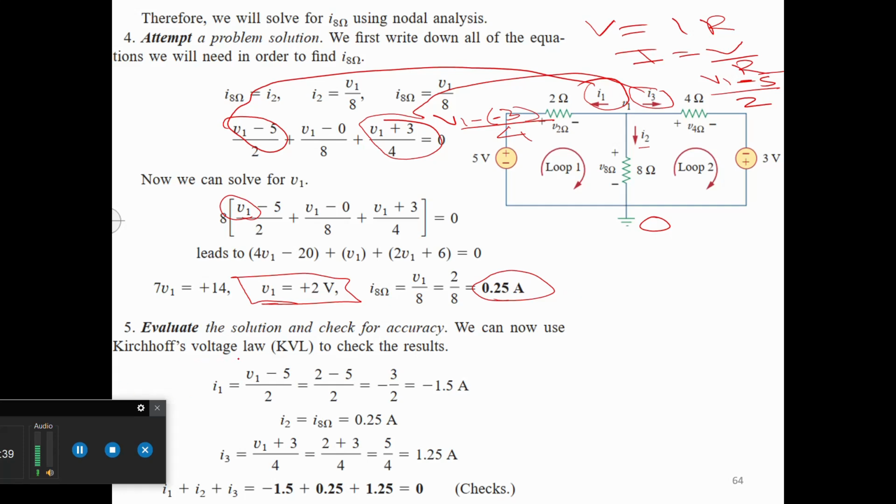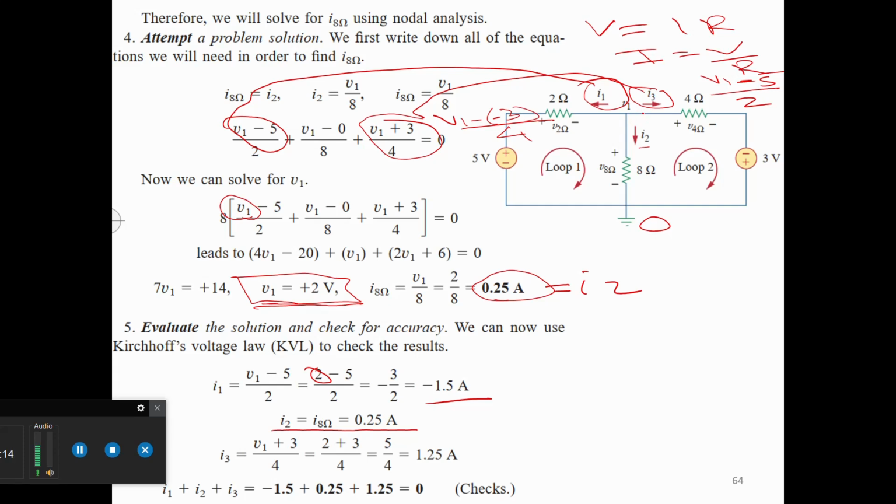We can now use Kirchhoff's laws to check the results that we have computed here. Now we know what V1 is and we know what I8 ohm, or I2, is. I1 was equal to V1 minus 5 divided by 2. Placing the value of V1, this comes out to be minus 1.5 ampere. Secondly, we have computed I2 as 0.25 ampere. And thirdly, we can compute I3.